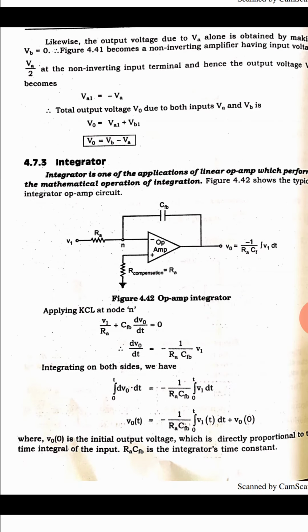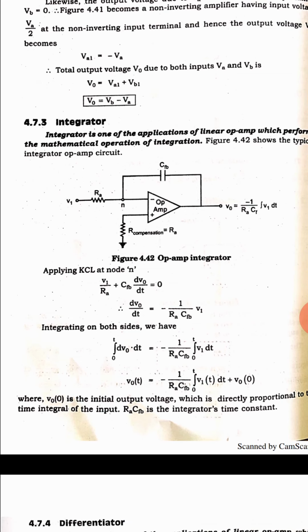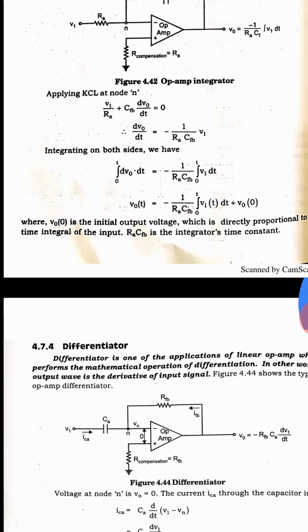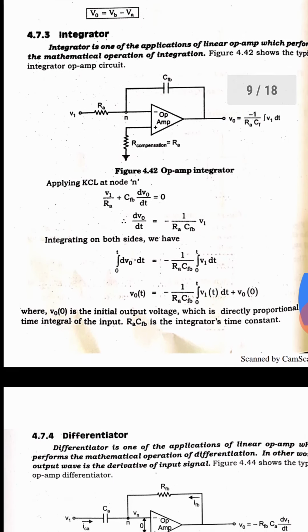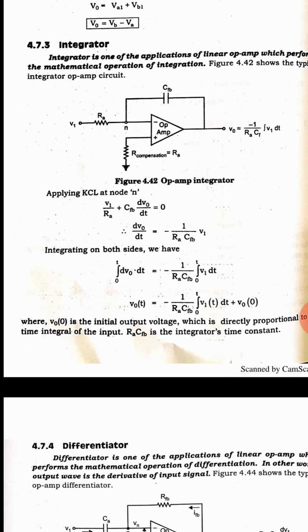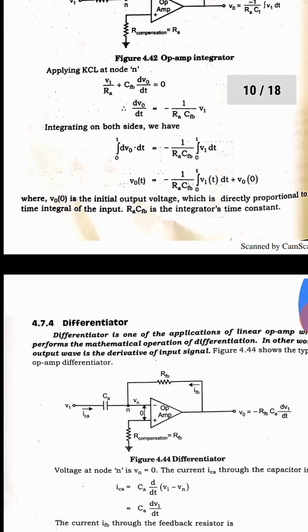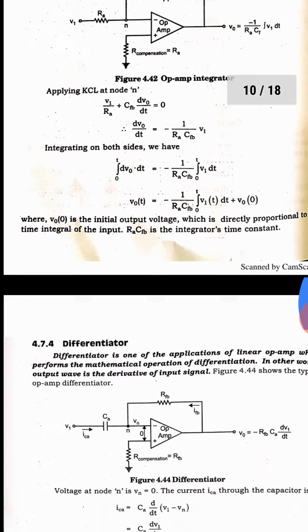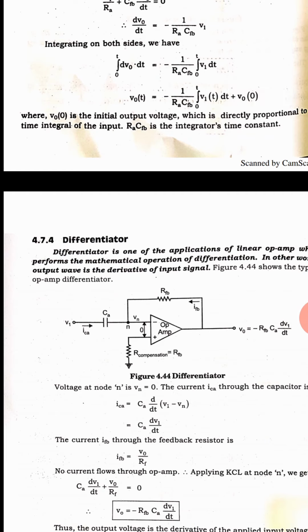Another important application is the integrator, followed by the differentiator. These two circuits are the same; the only thing is that the resistance and the capacitance are interchanged. When you are discussing the integrator, the input V1 is applied to the resistance and the feedback is a capacitance. But in the case of the differentiator, the input is given through the capacitance and the feedback is through the resistance.